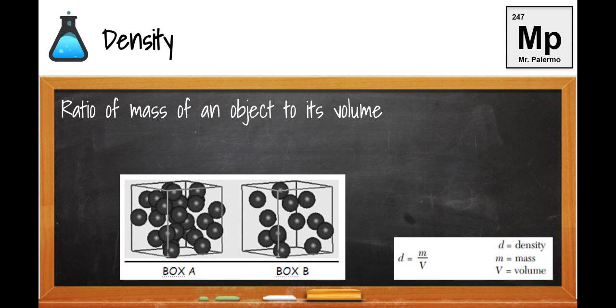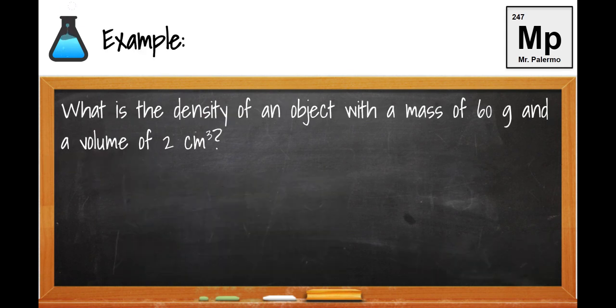Density is the ratio of the mass of an object to its volume. Notice box A and box B are the same size. Box A has more of whatever those particles are in it. Box B has less, which means box A has more mass for the same volume. So a higher mass for the same volume would mean that box A has a higher density. And this is a good pictorial way for you to see how that goes. More particles there.